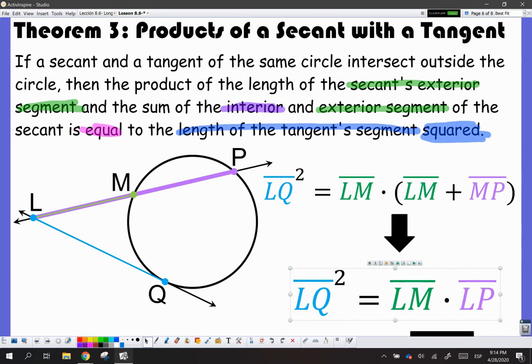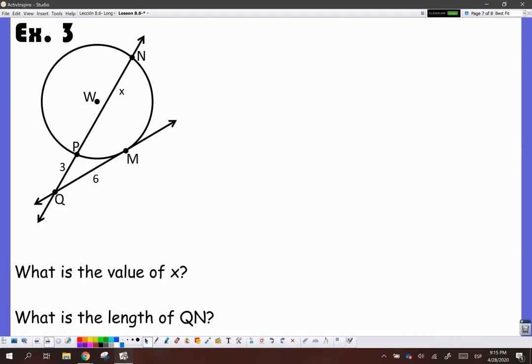So again, we're using a lot of letters here. We're using a lot of big words. So let's take a look at an example to break down what we have to do to use this theorem properly. So here's our example. We're looking for the value of x again.